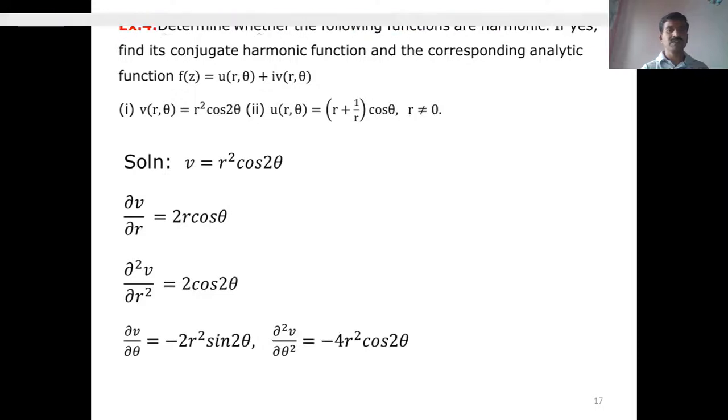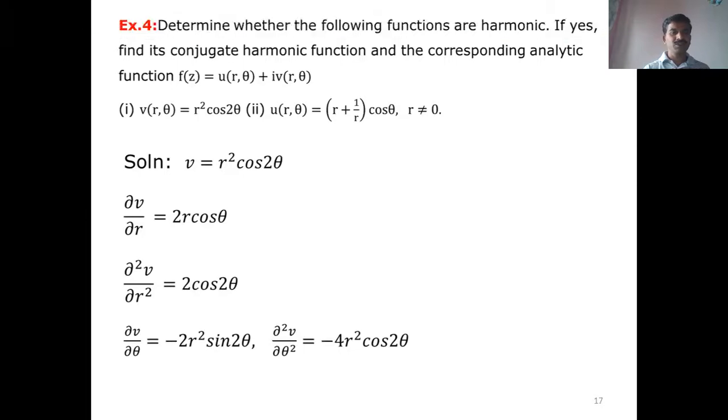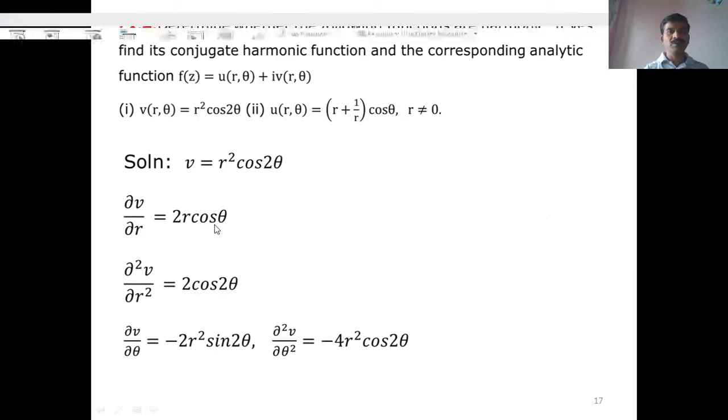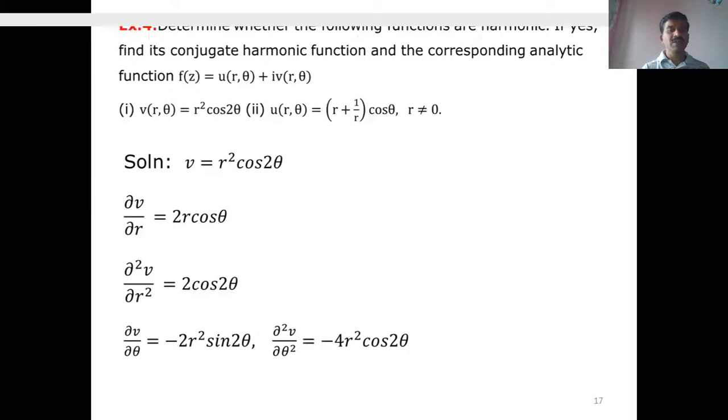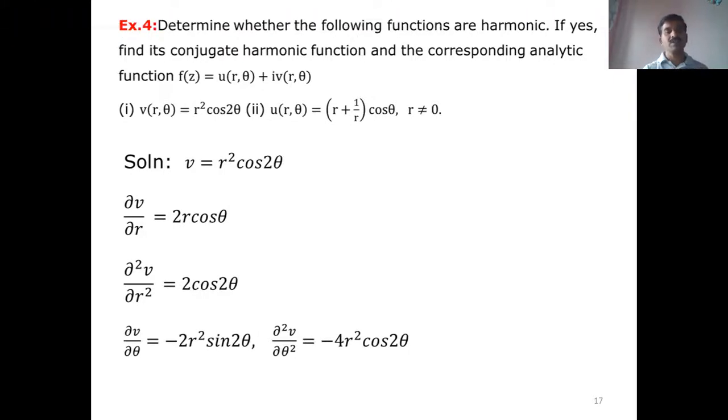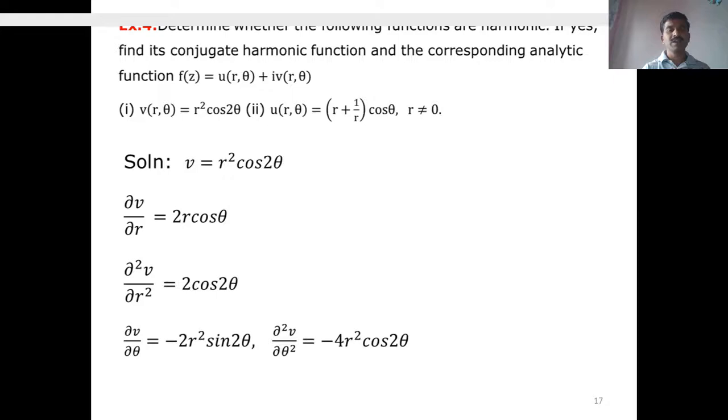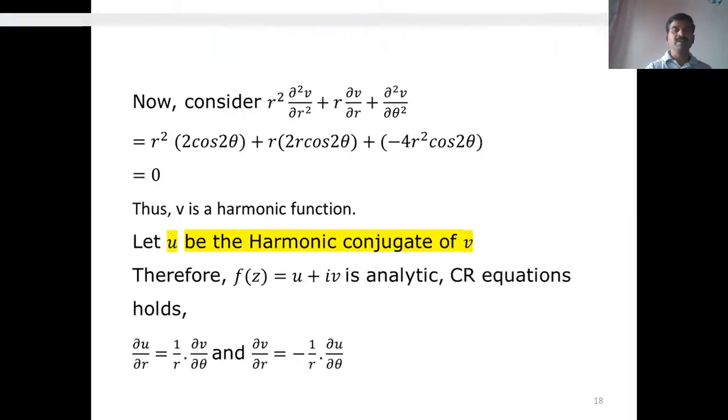So always it is u of r comma theta plus i into v of r comma theta. Here also, differentiate v with respect to r twice and theta twice, and we get ∂²v/∂r², ∂²v/∂θ² and ∂v/∂r. These relations we need in proving that it is a harmonic function. It is the Laplace equation in polar form.